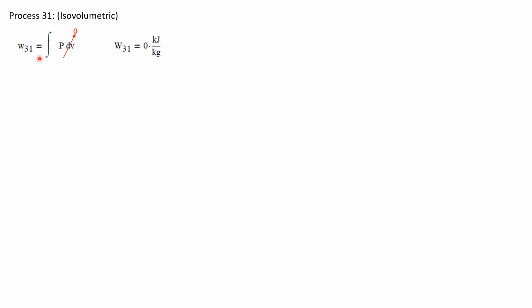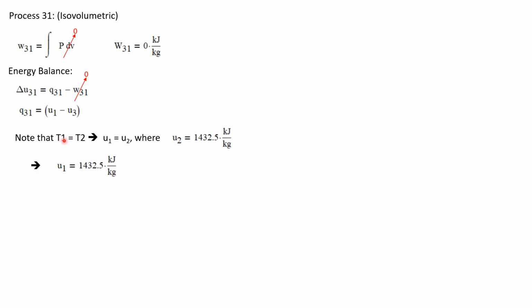And now for our third process, process 3-1, which is an isovolumetric process. We know that the work can be stated as the integral of P dV, but in an isovolumetric process, dV is 0. So the work for this process is 0. Now let's calculate the value of heat transfer by the energy balance. We know that delta U is Q minus W, but when W is 0, we just have that Q for process 3-1 is simply U1 minus U3.